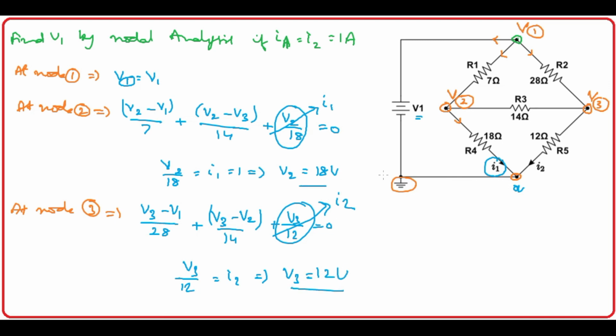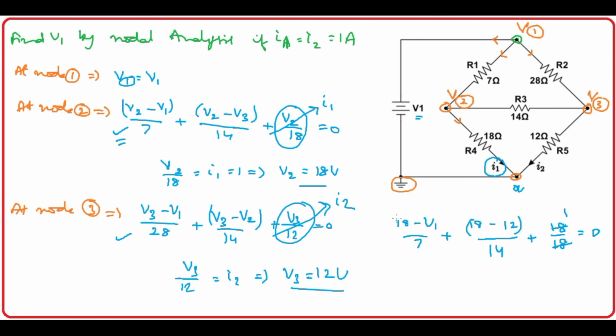Okay, it's very simple. Now how to find V1? That's the only important question. Use this equation or this equation to find V1, because we already know V2 and V3. So let me go ahead with this equation. The value of V2 is 18. So (18 minus V1) by 7 plus (V2, which is 18, minus V3, which is 12) divided by 14 plus 18 by 18 is equal to 0. This value is 1. Only V1 is there, nothing else, so you can easily do it.